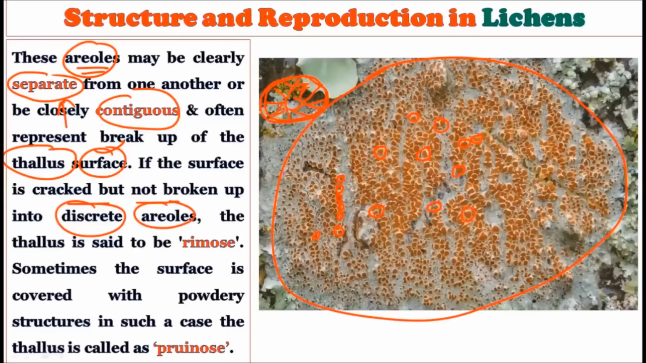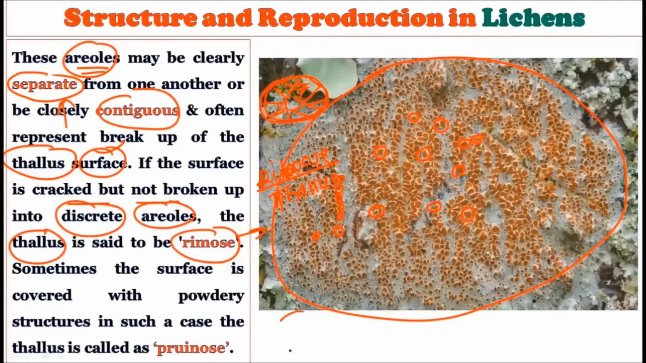That is, the parent thallus has cracks in it, but it does not separate completely into discrete areoles. In such a condition, this thallus is called the rhimose thallus. Please remember this very important term: the rhimose thallus. We say rhimose thallus when there are cracks in the Crustose lichen but the parent thallus is not totally separated.